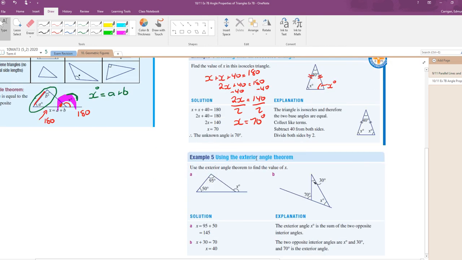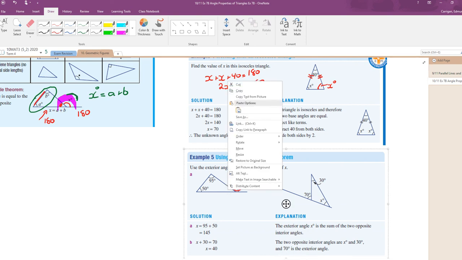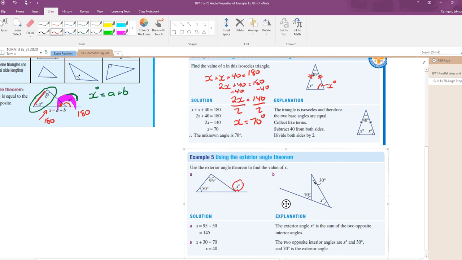And our last one, using the exterior angle theorem, it wants us to work out what x is. Now, as we already said from our triangles, we know that x plus this angle, that little dot in there, is equal to 180, and 95 and 150 plus that dot in there is equal to 180. So our x is equal to 50 plus 95 equals 145 degrees.